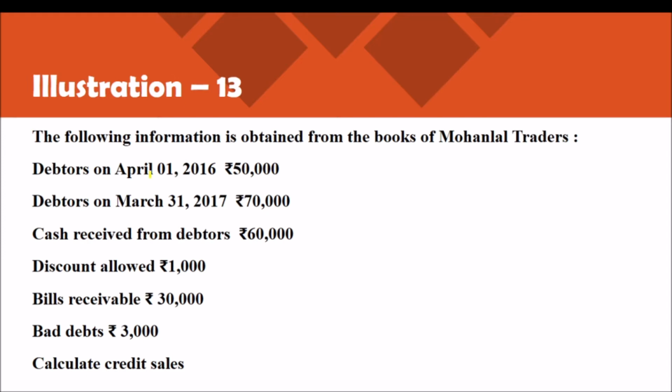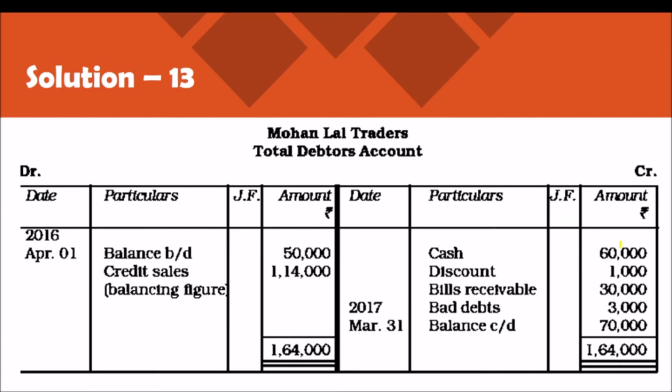Debtors opening value is there, 50,000, it will be shown in the debit side. Closing value will be shown in the credit side. Cash received from debtors shown in the credit side. Discount allowed, bills receivable, bad debt, all these items shown in the credit side. Let us look what is the value of credit sales.